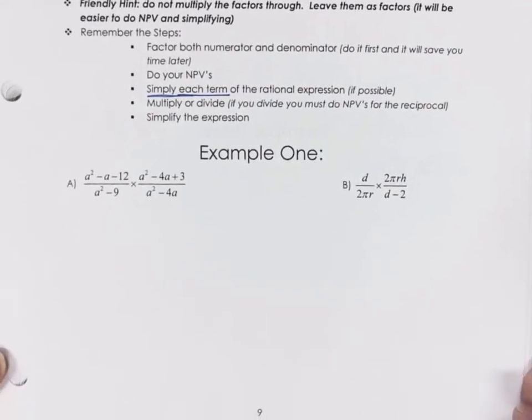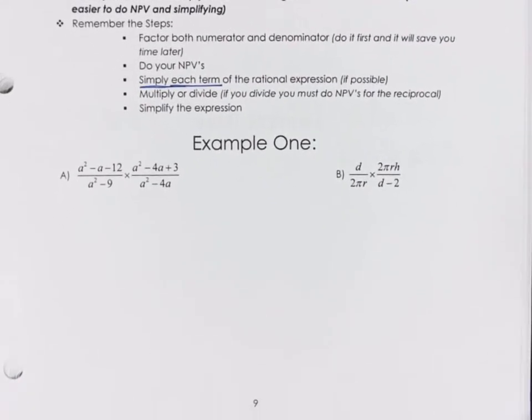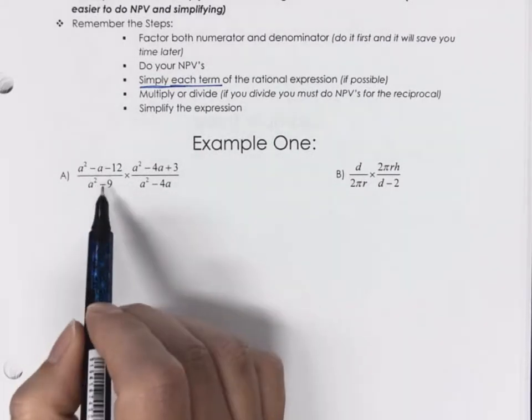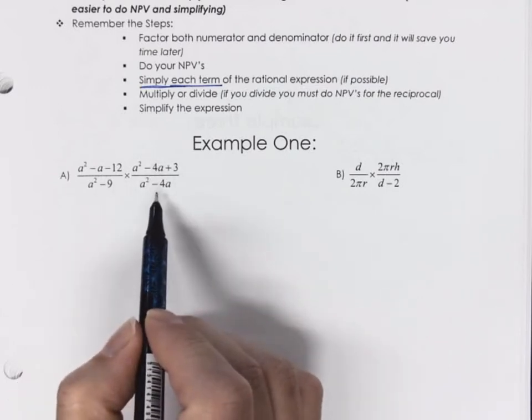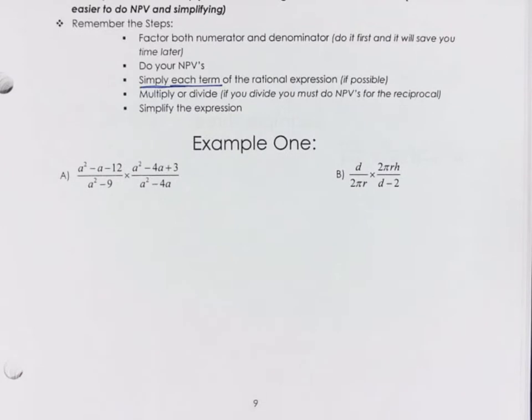Step 1 for part A. What's the first thing we're going to do? What's step 1? Factor everything, right? So we're going to go ahead and factor the numerator and the denominator, the numerator and the denominator. If you're uncomfortable with factoring, you can see how this unit's going to be a little bit trickier, because that's step 1 of every problem we're going to do.